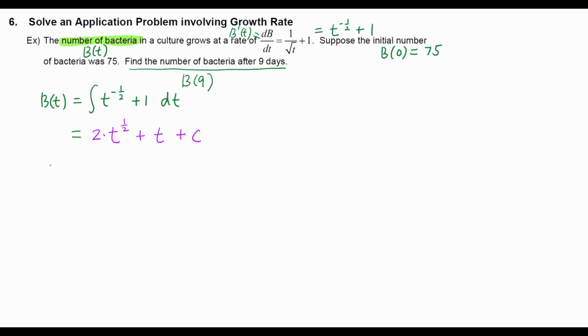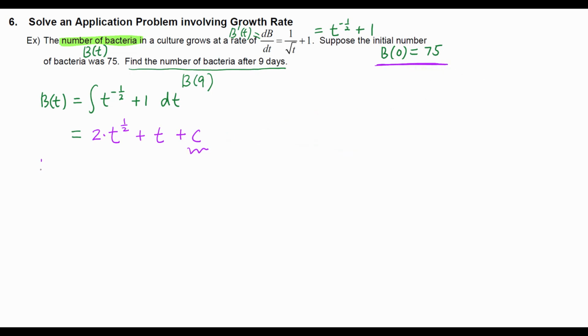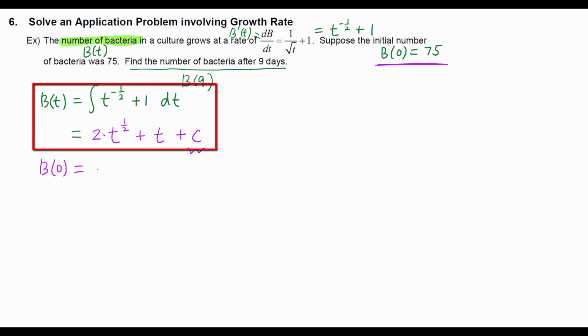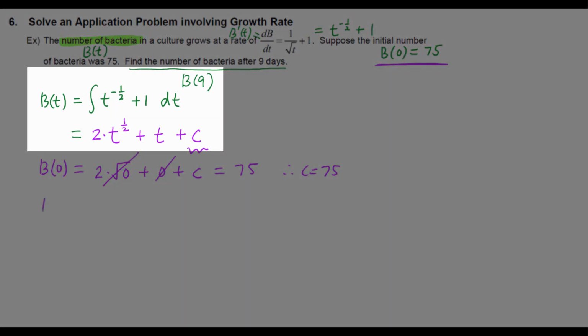Very easy, huh? So then, what do I have to do? I have to find c. How do you find the c? You get it from the initial condition. So let's find b sub 0. Let's plug 0 in for t. So I get 2 times the square root of 0 plus c is equal to 75. Well, that's 0, that's 0. So c is 75. So then my number of bacteria function is, it was right here.